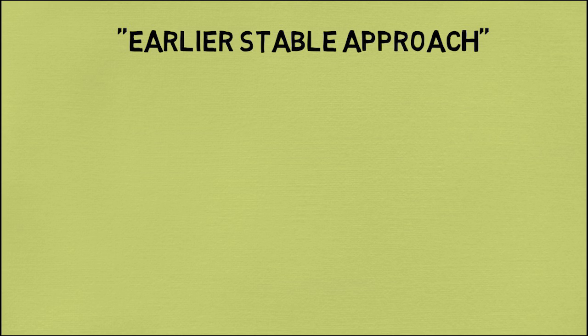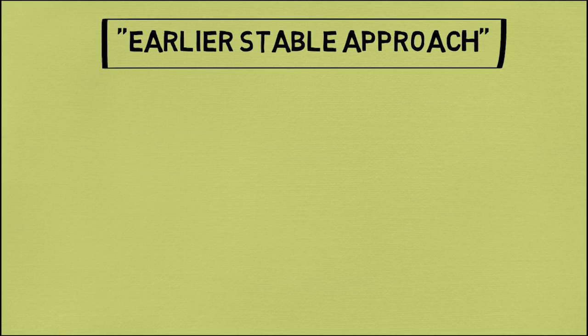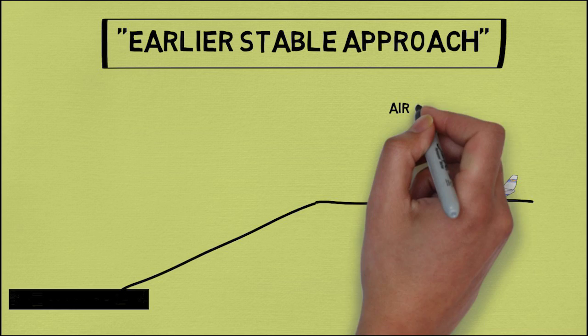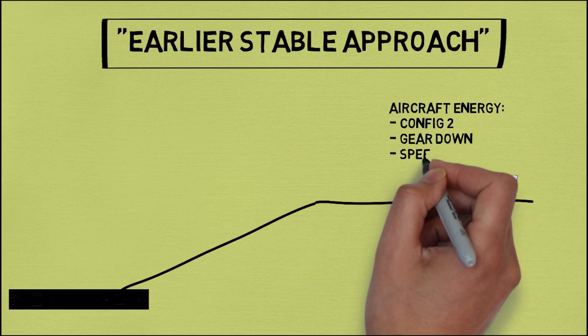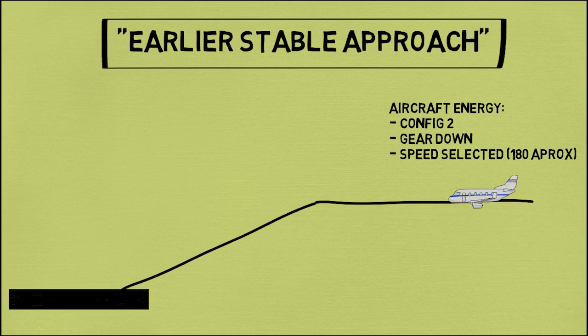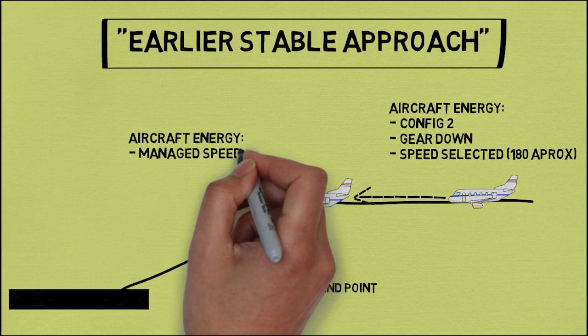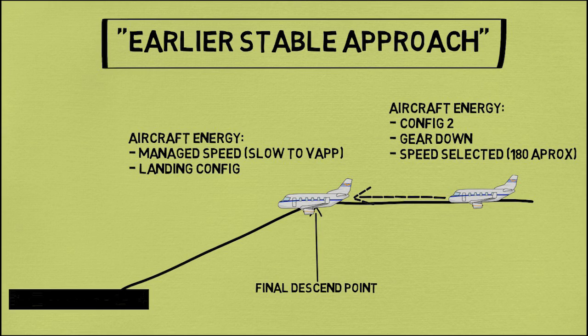There is an intermediate way if you want a more manageable but still an early stabilized approach. Consider this method. You approach the final descent point in configuration 2, gear down, speed around 180 knots. As you enter the descent point, you go to Managed, Approach Speed, and Landing Flaps. This method will ensure a smooth transition of energy, but also an early configuration.